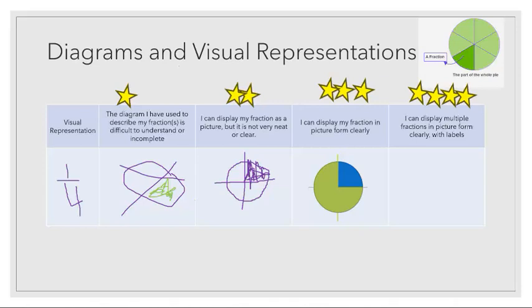So this is effectively the end result of what would look pretty awesome, and you've clearly represented your fraction. So 4 stars would be: I can display multiple fractions in picture form clearly with labels.